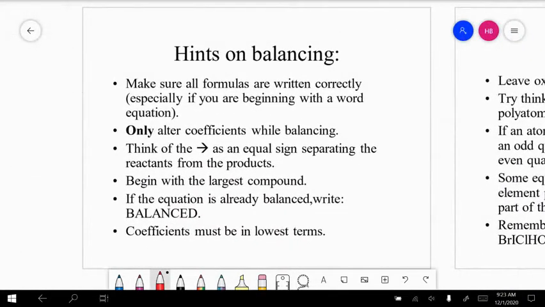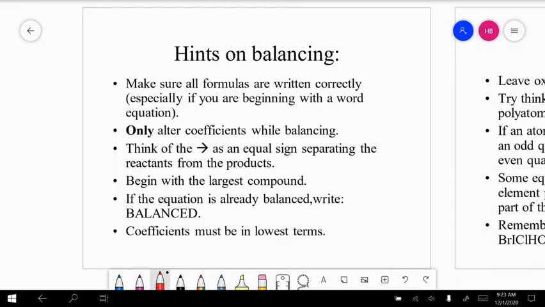So here are my hints on balancing. Make sure all formulas are written correctly, especially if you're beginning with a word equation. Only alter the coefficients. We can't ever change the subscripts or change how the compounds actually occur in nature. The yield sign, or the arrow in between, represents an equal sign between the reactants and the products. We'll begin with the largest compound. Also, the coefficients must be in the lowest terms.